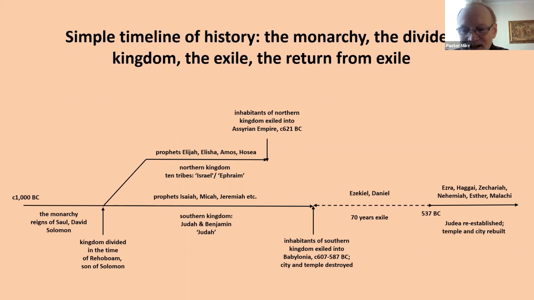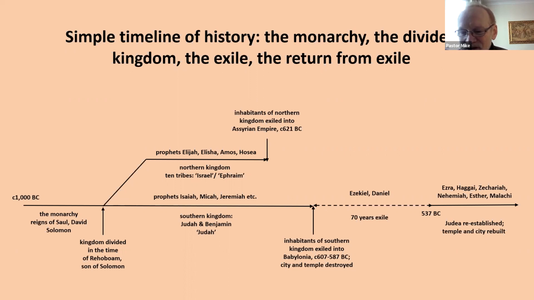And those 70 years of exile came to an end in 537 BC. And Cyrus the Great, who was then the Persian emperor, made the decree that the Jews could go back and rebuild their city and rebuild their temple. And so you come to the books of Ezra, Nehemiah, and Esther, which deal with that period. And some of the prophets that pertain to that period after the exile, on the return of the Jews to the land, are people like Haggai, Zechariah, and Malachi.